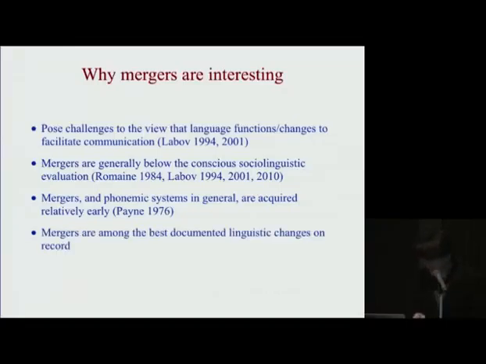And as I said, mergers are among the best documented changes on record. Reversals of mergers are extremely rare, if they ever happen at all. Okay, very often you see an area where two vowels merge into one. You rarely see a case of an area where two vowels merged into one and then went back to two. That, as far as we know, rarely, if ever, happens. We'd like to account for that.